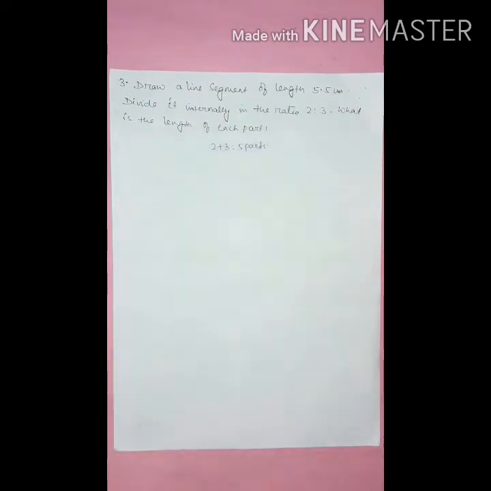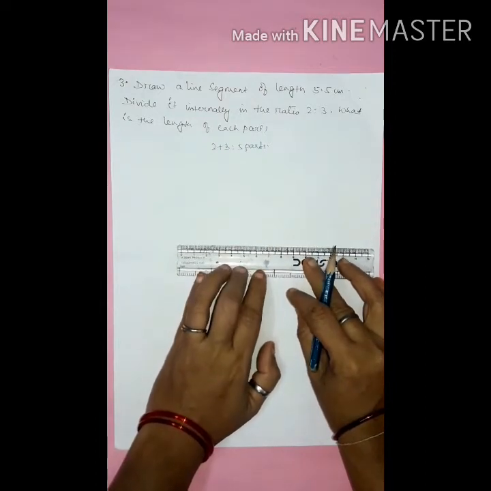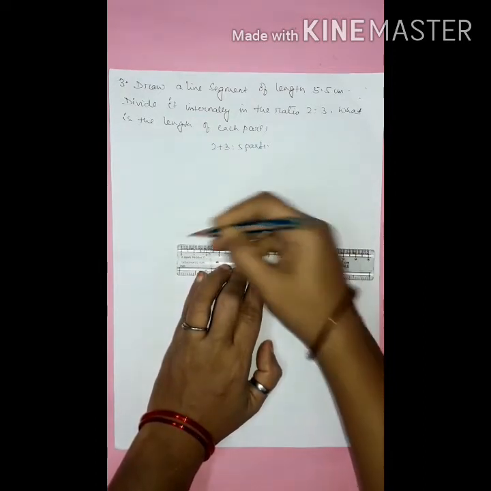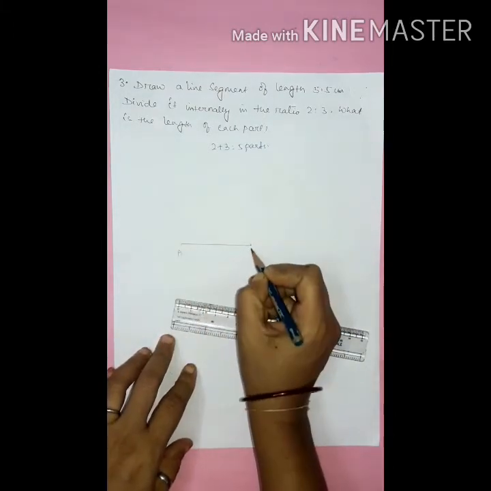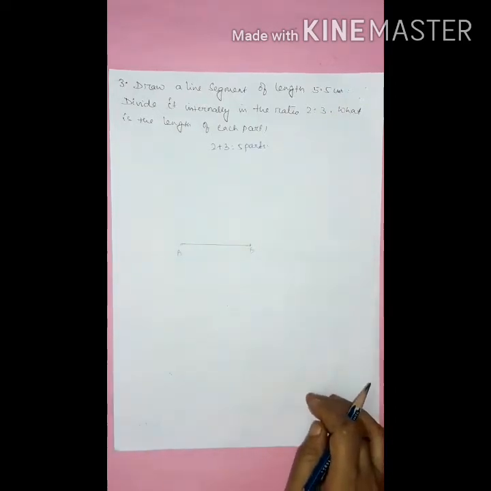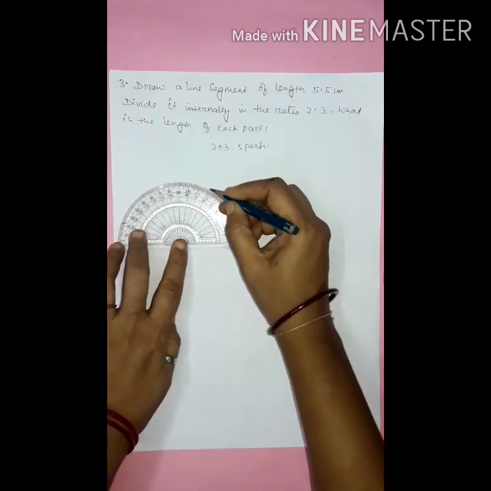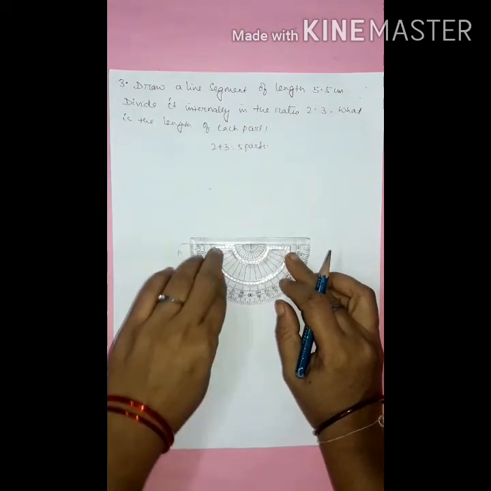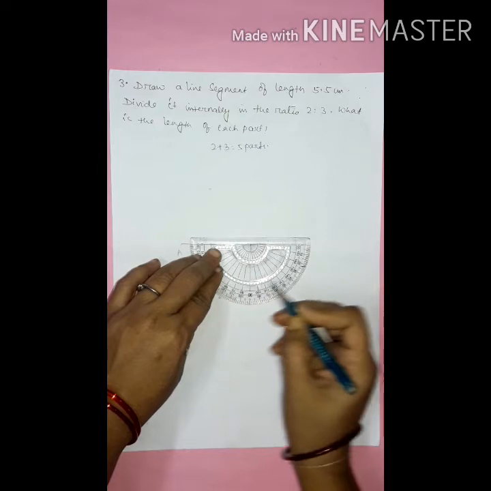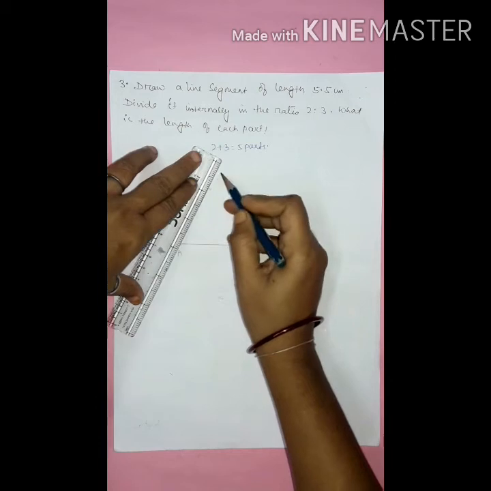Okay, so how will we construct this one? First of all, you have to draw a line segment of 5.5 centimeter. Name this A and B. From point A, use the protractor and construct an acute angle, 60 degree, 70 degree, 50 degree, any angle. I am constructing 60 degree at point A as well as at point B, so both are parallel angles.